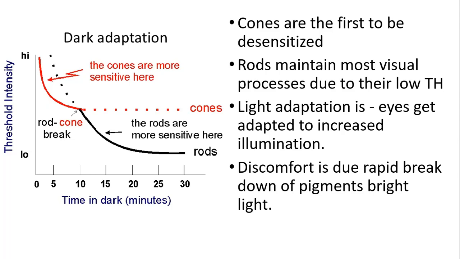This diagram shows what happens during dark adaptation in rods and cone cells. Cones are the first to be desensitized. Rods maintain most visual processes due to their low threshold. Light adaptation: the eyes get adapted to increased illumination. Discomfort is due to rapid breakdown of pigments in bright light.